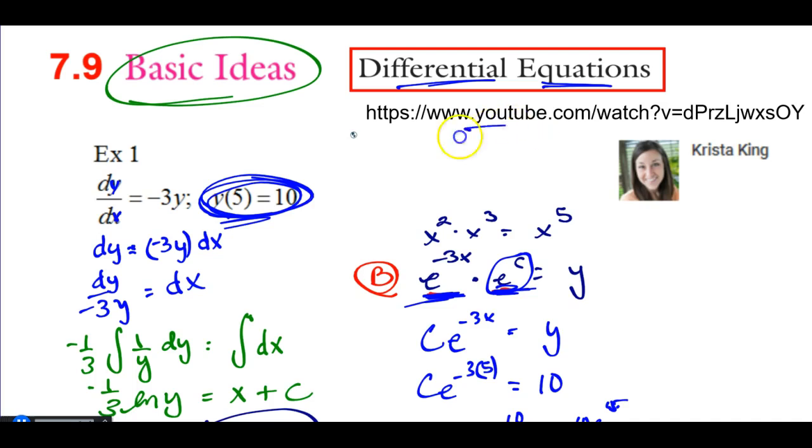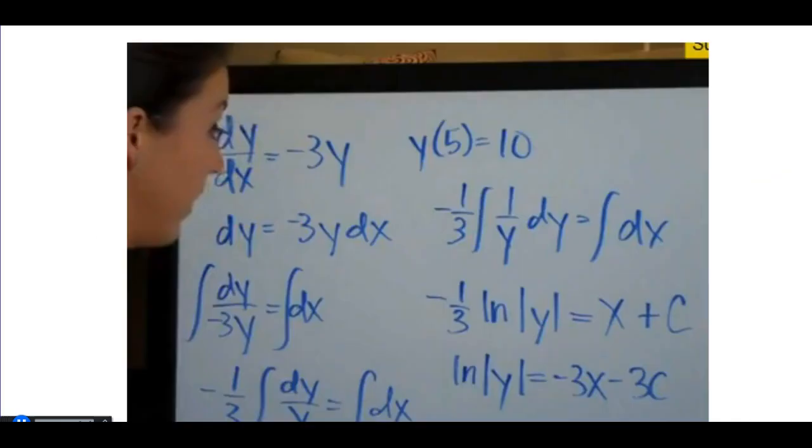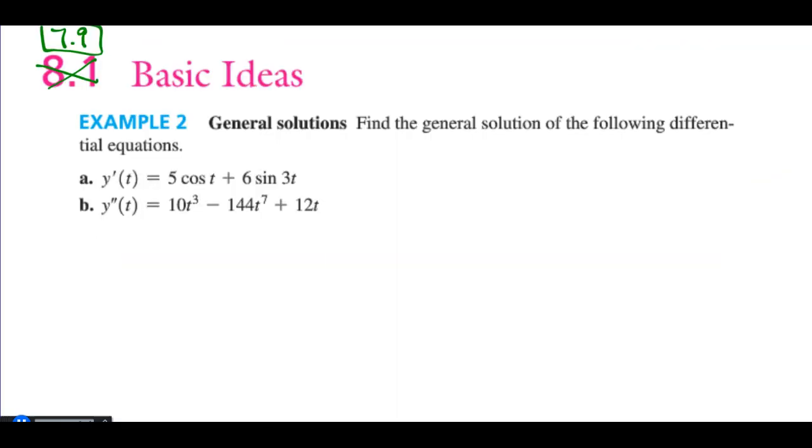If you'd like to see the video of that, I stole this from Krista King. She's also teaching calculus online. She has great videos. And by the way, if you have an old textbook, this is from section 8.1, and the newer textbooks here at DMAC is from 7.9.